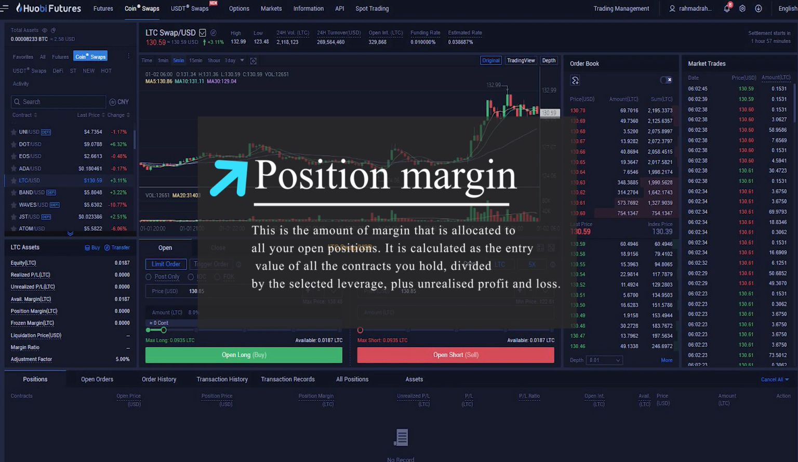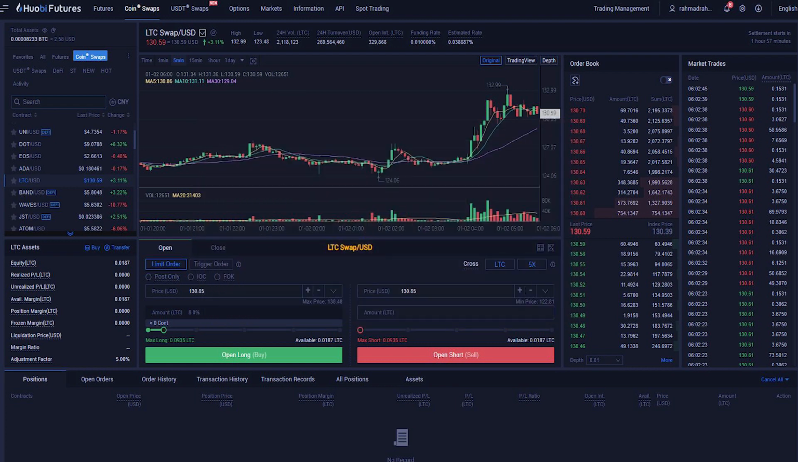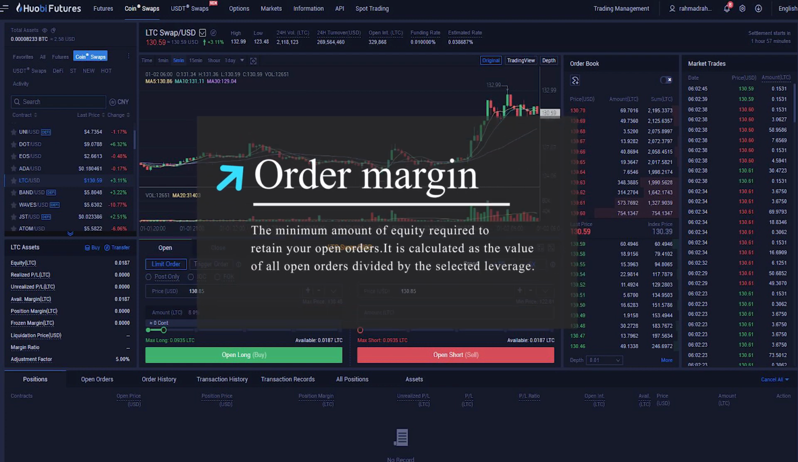Position margin: this is the amount of margin that is allocated to all your open positions. It is calculated as the entry value of all the contracts you hold, divided by the selected leverage, plus unrealized profit and loss. Order margin: the minimum amount of equity required to retain your open orders. It is calculated as the value of all open orders divided by the selected leverage.